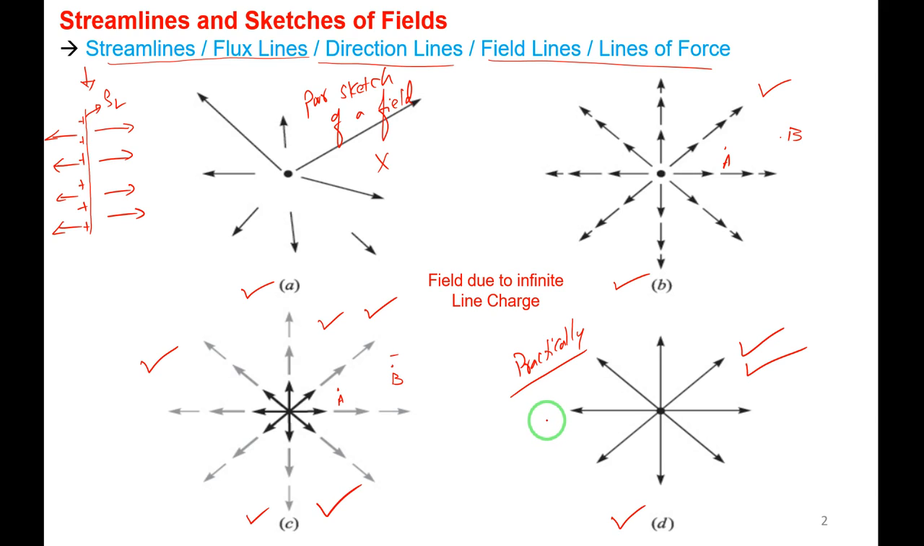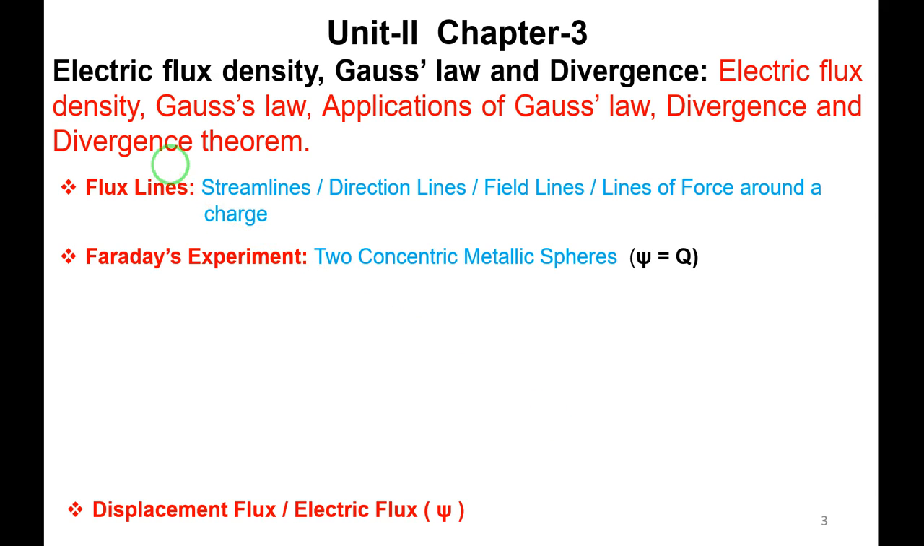We will wind up this chapter here and we will continue the next chapter, that is unit 3, chapter 3, that is electric flux density, Gauss law and divergence. In this chapter what we are going to study, I will brief you out. Electric flux density. In the previous chapter we have seen the electric field intensity, right? Force acting on the unit positive test charge.